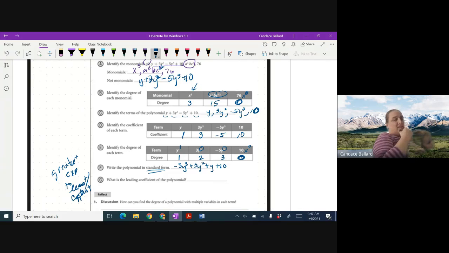All right, so given that fact, the highest degree goes first. What is my leading coefficient right now? So remember, it's the coefficient in front of the highest degree. Can you guys tell me in the chat real quick, what's the leading coefficient? Excellent work, everybody. Negative 5.